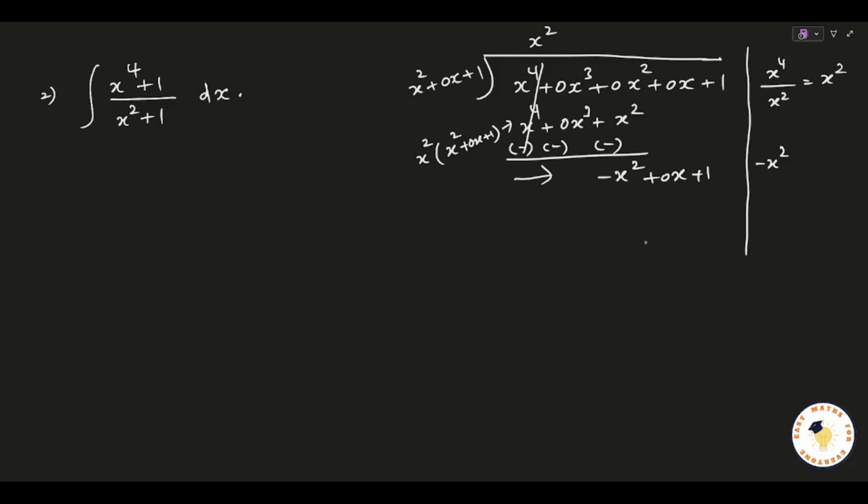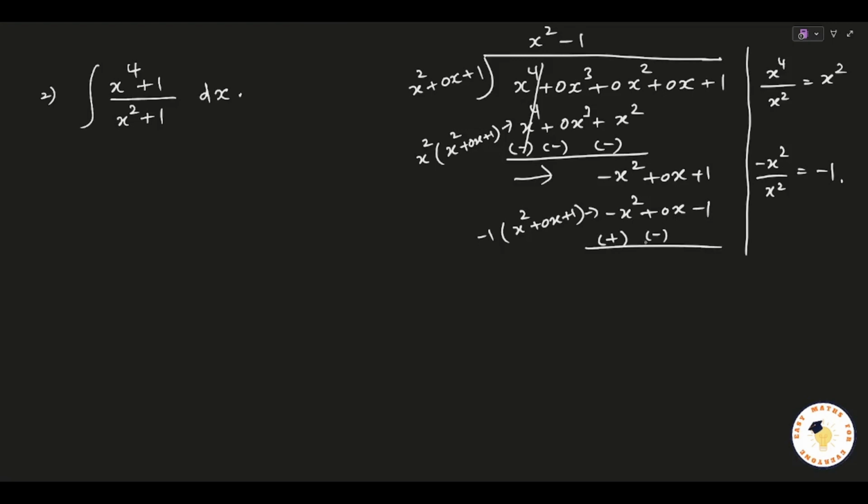So take the first term of the new dividend and divide it by the divisor's first term. You will get minus 1. So minus 1 is the next term of our quotient. So multiplying the divisor with minus 1, we get minus 1 into x square is minus x square. Minus 1 into 0x is again 0x. Minus 1 into plus 1 is minus 1.